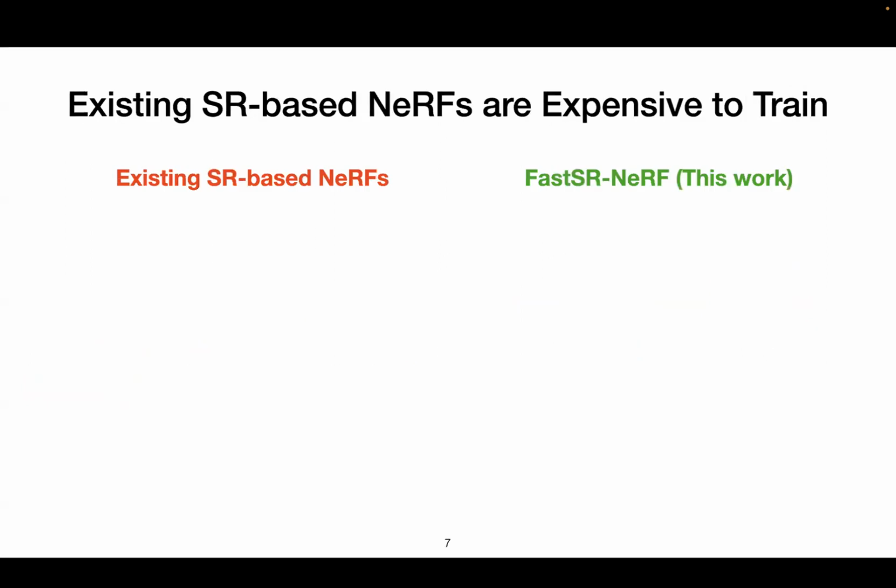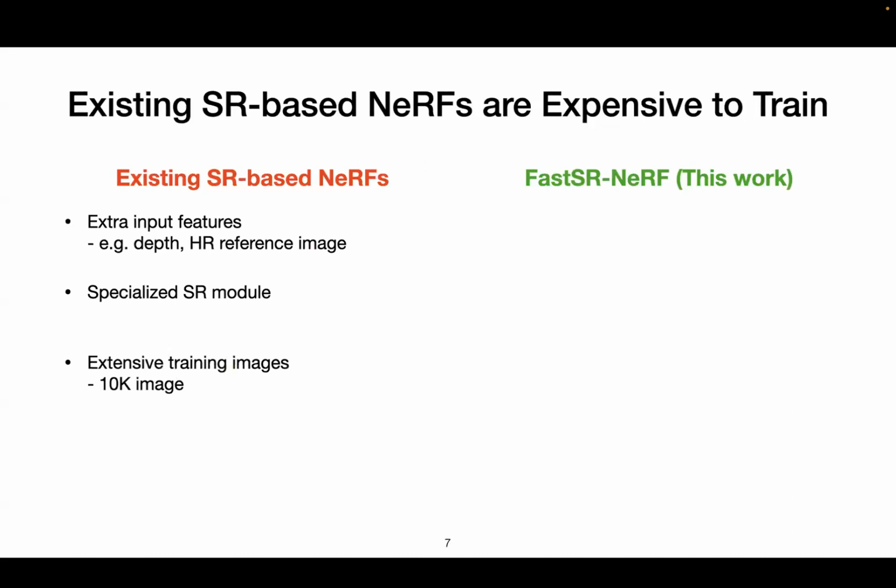Although super resolution is a promising way to speed up NeRF rendering, we observe that existing SR-based NeRFs are expensive in training. This is because they either require extra data, such as depth or high-resolution reference images. Second, they rely on a specialized SR model to take in the extra features. Therefore, the SR model must be trained from scratch. Third, they often require extensive training images, such as 10K extra images to train. This is due to the data-hungry nature of the CNN SR model. These extensive images are typically generated by a highly accurate teacher model, which makes the training process super slow.